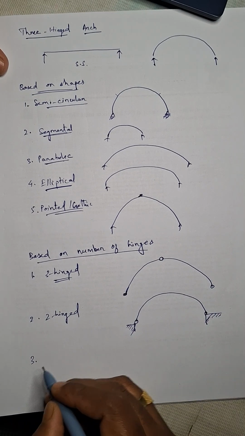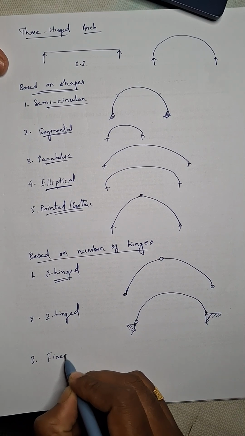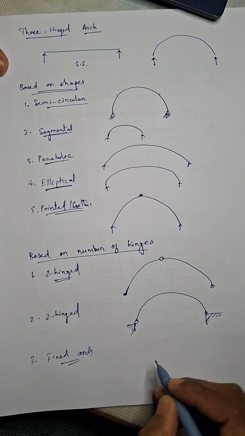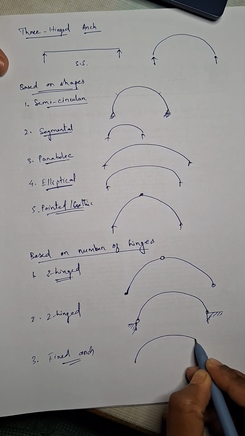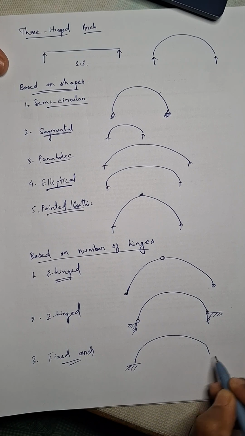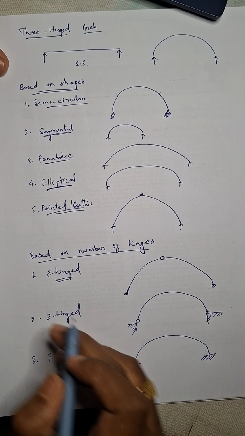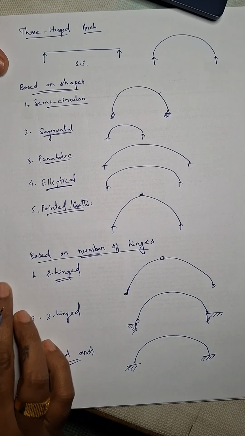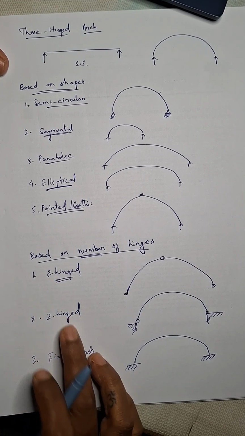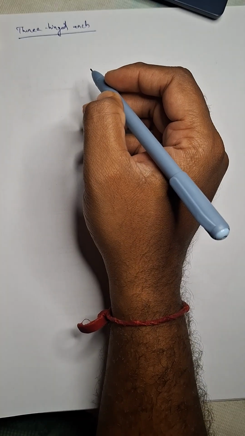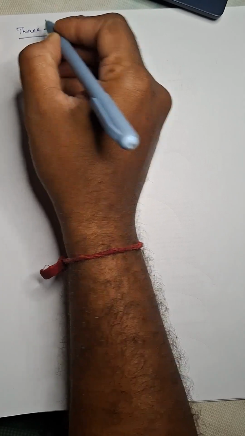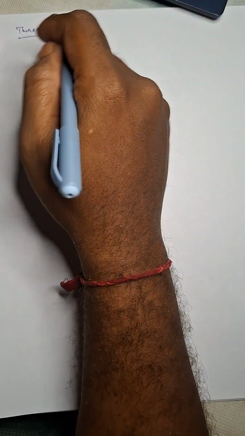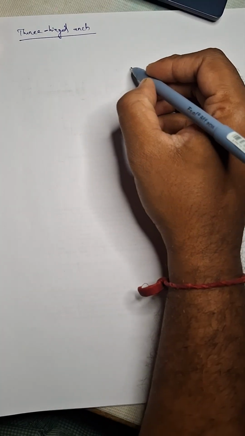The last one is the fixed arch. So there is no hinge. Only the arch will be there and the supports will be fixed. So based on the number of hinges, there are three types of arches: three-hinged arch, two-hinged arch, and fixed arch. So let's study about the three-hinged arch, which is in our syllabus. We can also study about the two-hinged arch, but only if time permits. So in a three-hinged arch there will be three hinges.